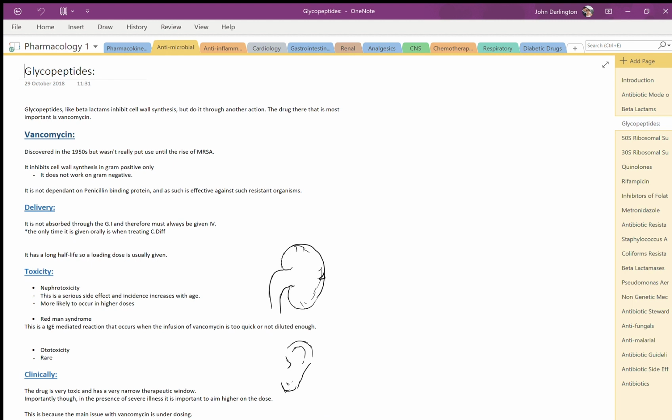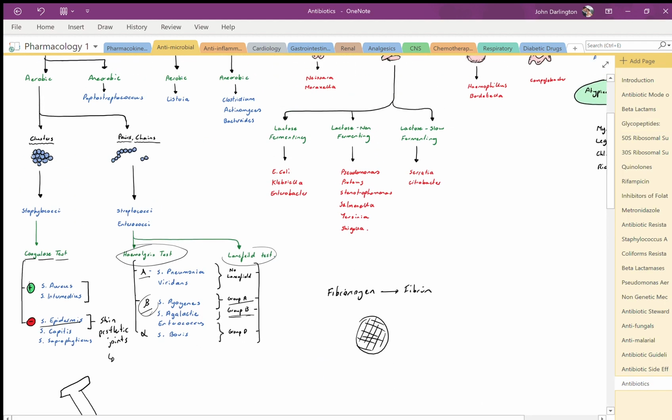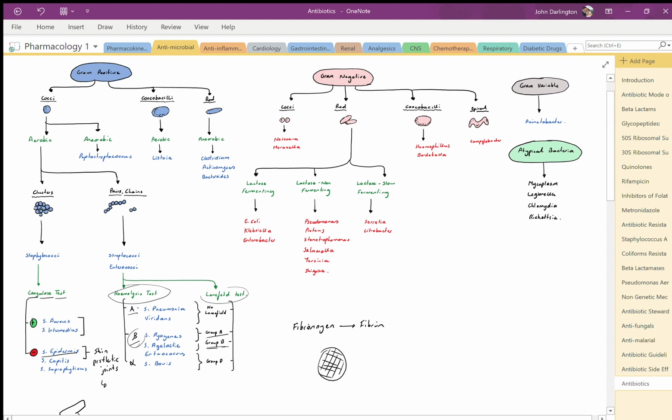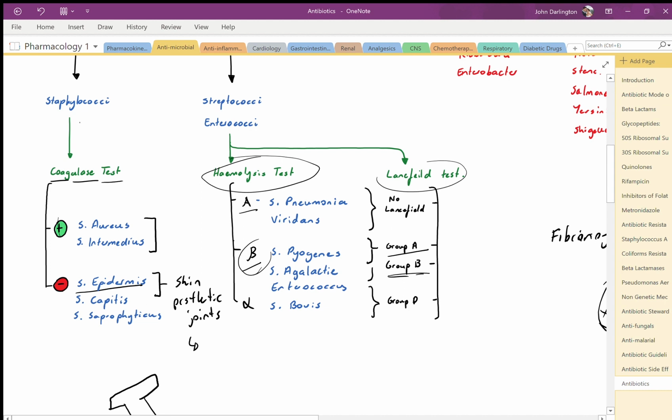Well, vancomycin is used, as we talked about, in coagulase negative bacteria. Okay, and so that is staph epidermis. So if I take you back to this sort of picture of all the bacteria, I mentioned here that coagulase tests can be done to further subcategorize Staphylococcus, and then you've got the Staphylococcus coagulase negative bacteria, staph epidermis.